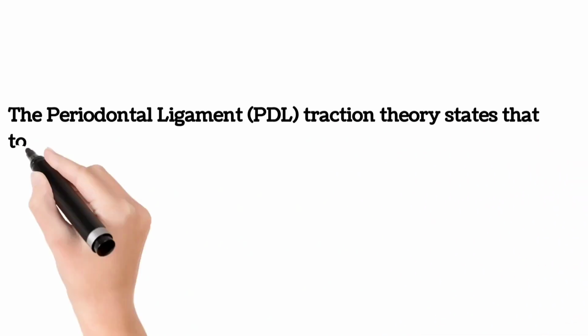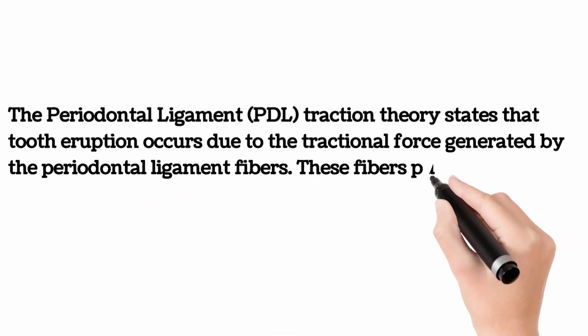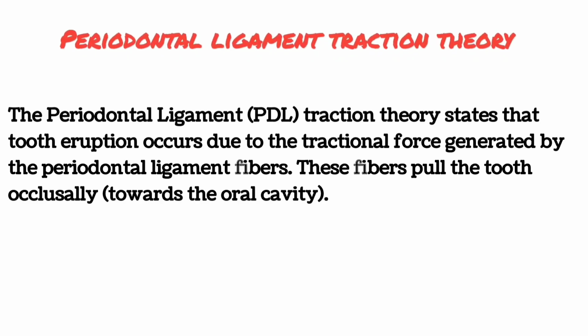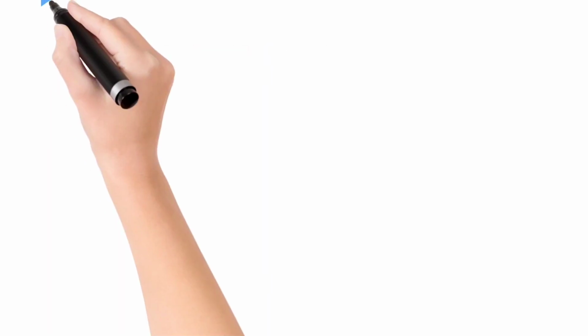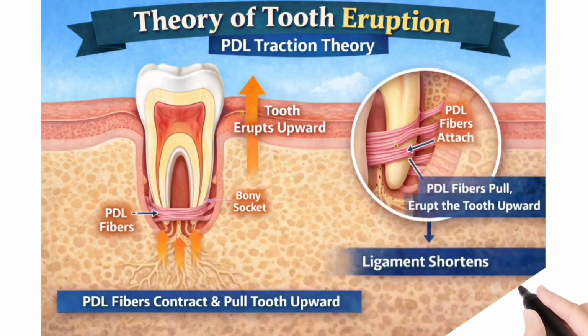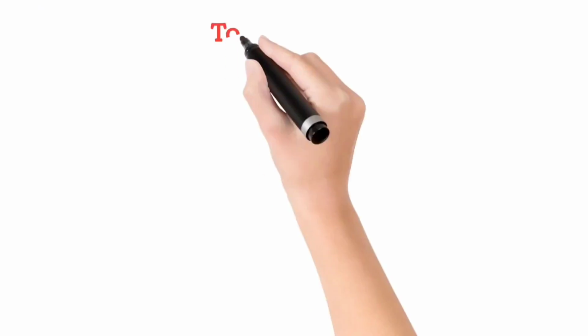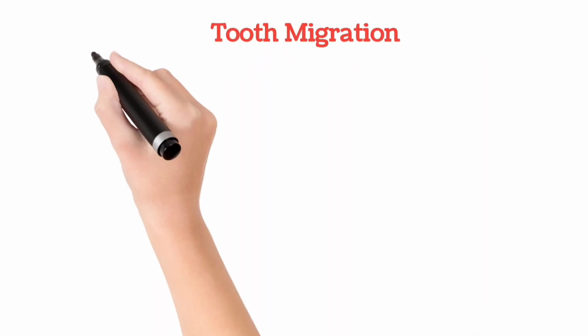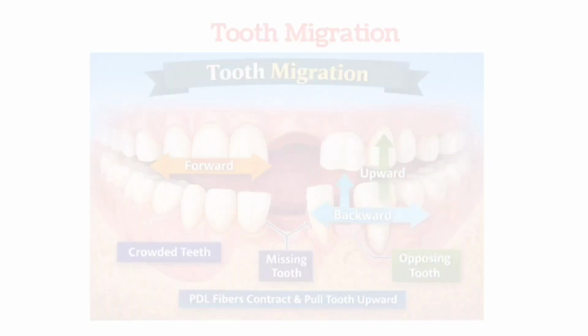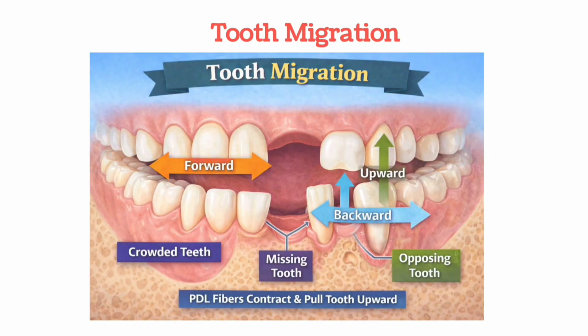The periodontal ligament, PDL, traction theory states that tooth eruption occurs due to the tractional force generated by the periodontal ligament fibers. These fibers pull the tooth occlusally towards the oral cavity. Tooth migration is the movement or shifting of teeth from their normal position in the dental arch due to various physiological or pathological factors.